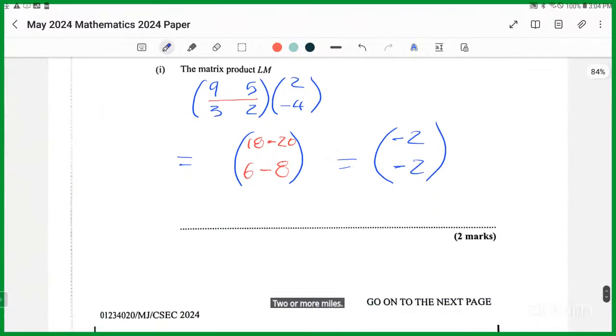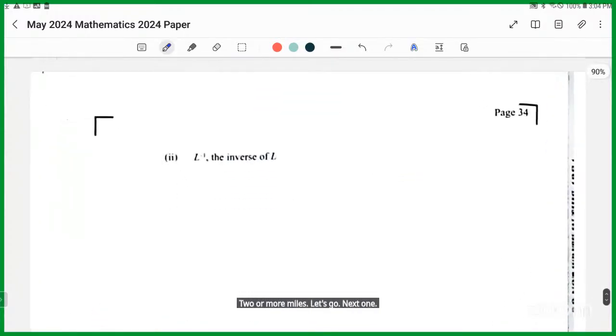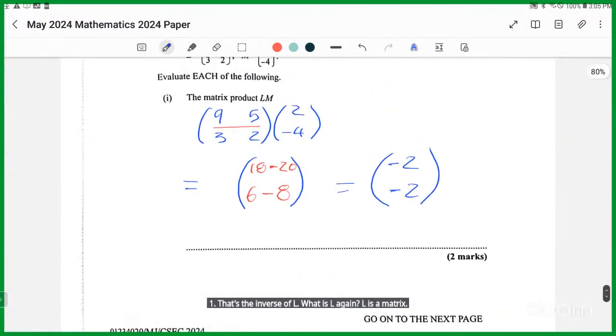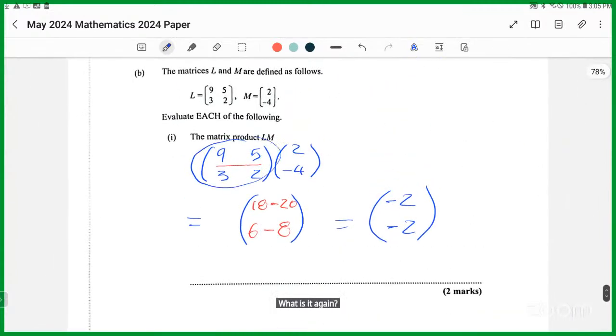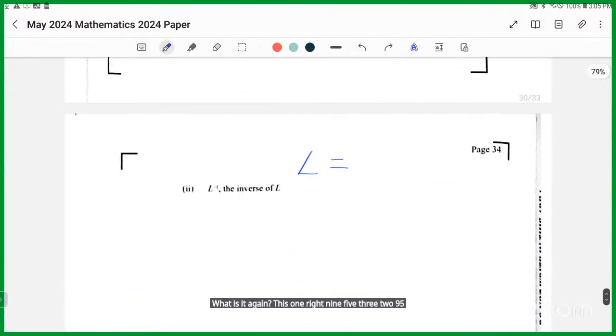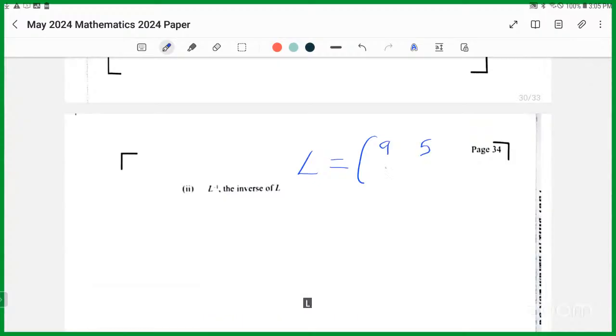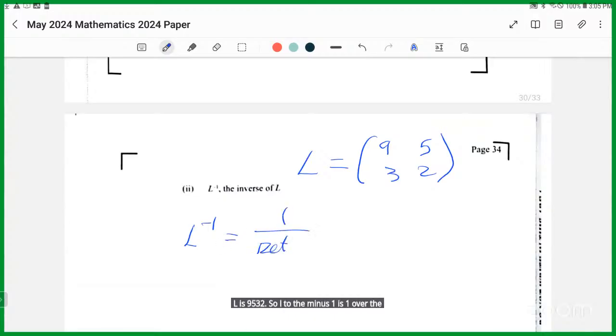Let's go. Next one. We want the L to the minus 1. That's the inverse of L. What is L again? L is a matrix. What is it again? This one, right? 9, 5, 3, 2. So L to the minus 1 is 1 over the determinant of L times the adjoint of L.